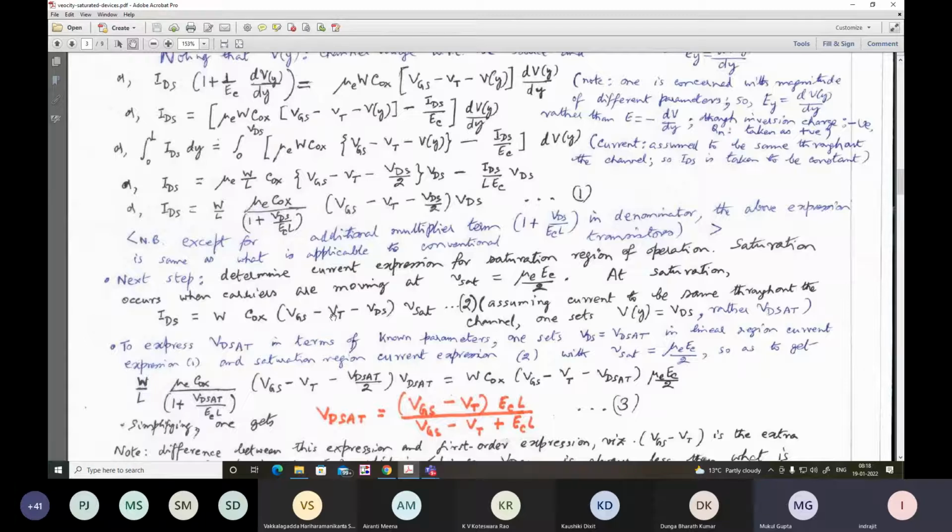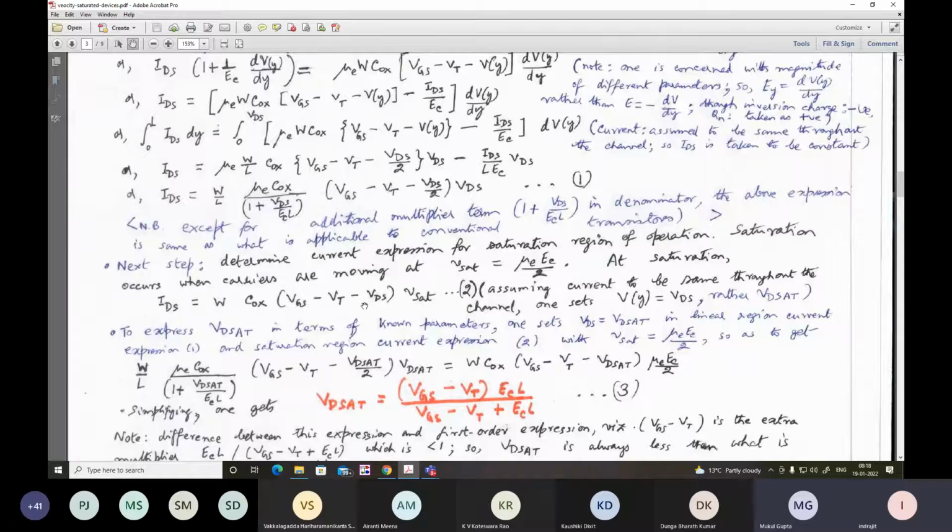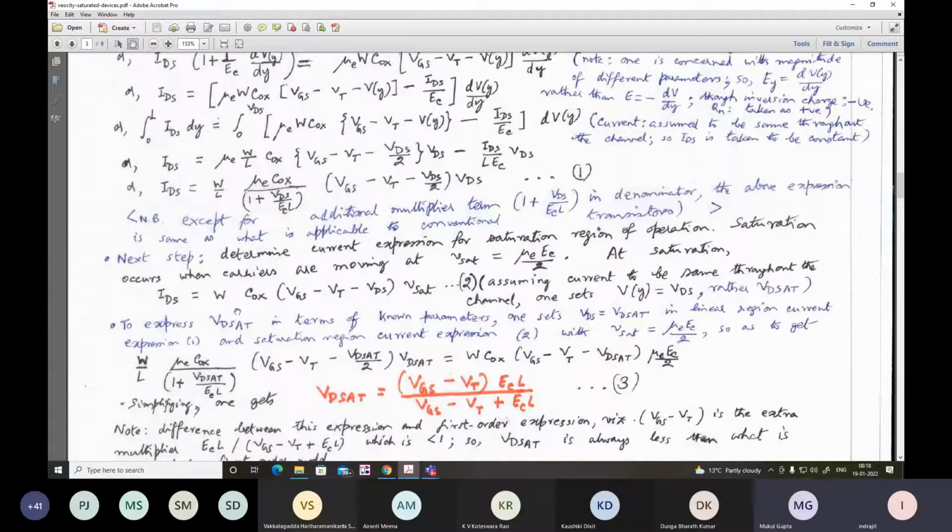There is some approximation which is called the gradual channel approximation. That means mobility is taken to be the same throughout the channel, the VGS is taken to be the same, and also the current is assumed to be the same throughout the channel. So under this expression, we can write in this fashion. VDS is replaced by VDSAT. That means at the onset of saturation, if we take into account the current voltage equation, just replace VSAT by mu EC by 2.